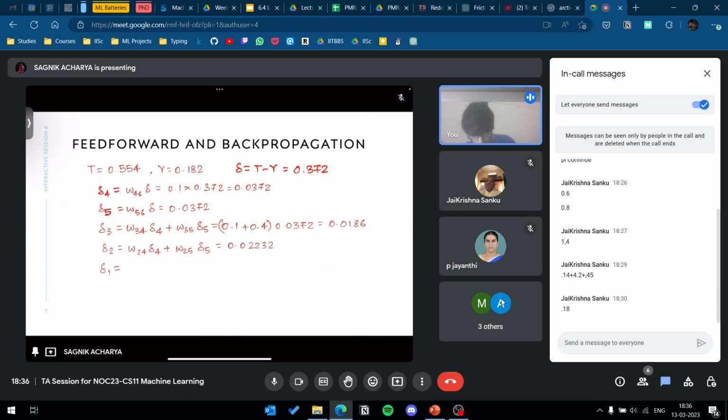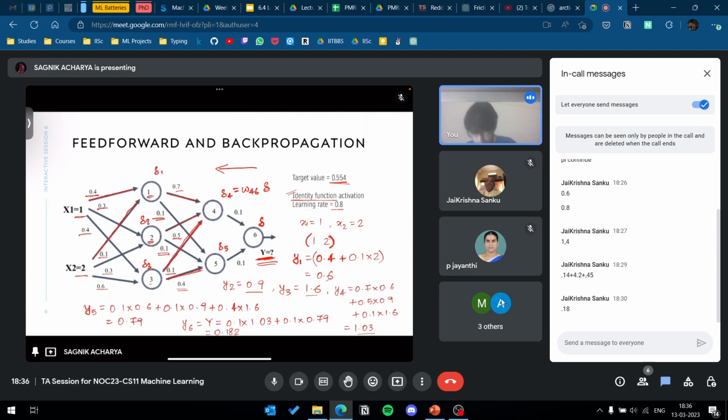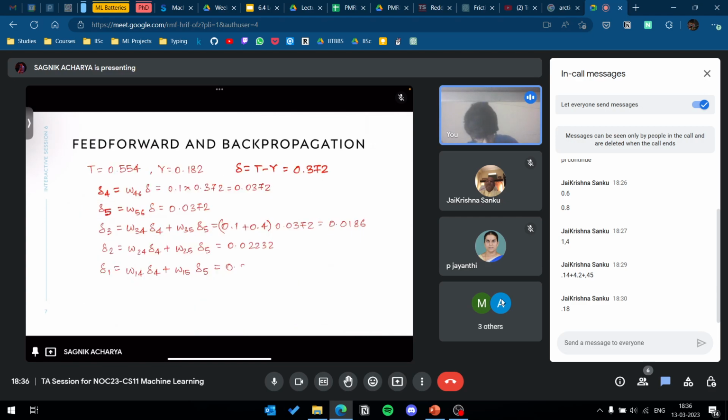and finally delta 1 is W14 delta 4 plus W15 delta 5, right? So this will be again 0.7 and 0.1. So this is 0.02976. Okay, so now that we have all these delta values, the next step is just the weight updation.